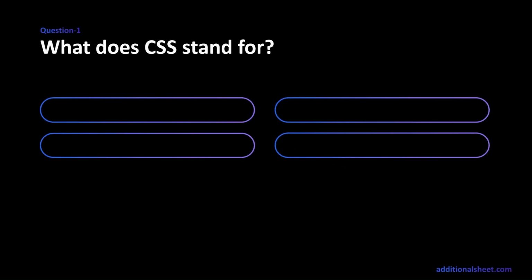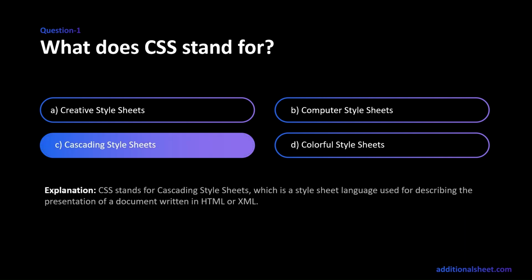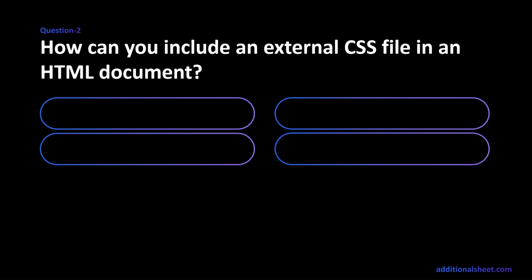Question 1. What does CSS stand for? Options are A. Creative Style Sheets, B. Computer Style Sheets, C. Cascading Style Sheets, D. Colorful Style Sheets. The correct answer is option C. CSS stands for Cascading Style Sheets, which is a style sheet language used for describing the presentation of a document written in HTML or XML.